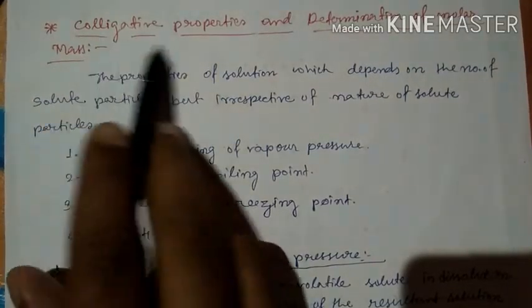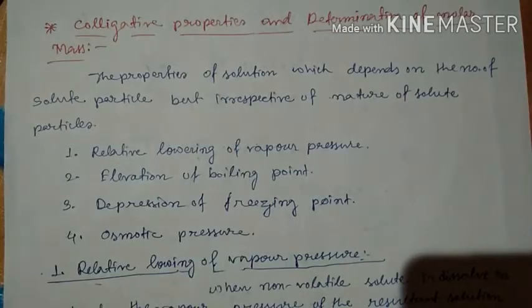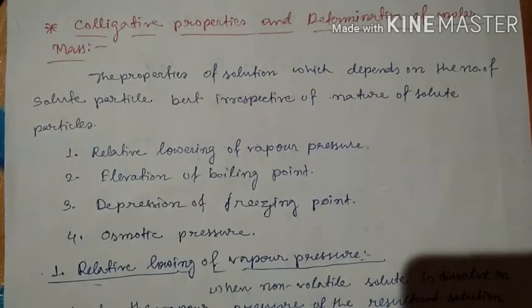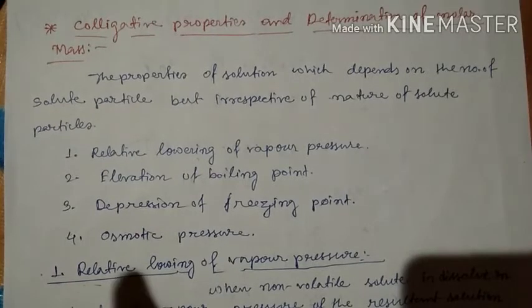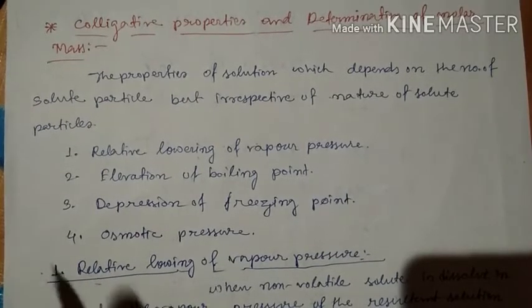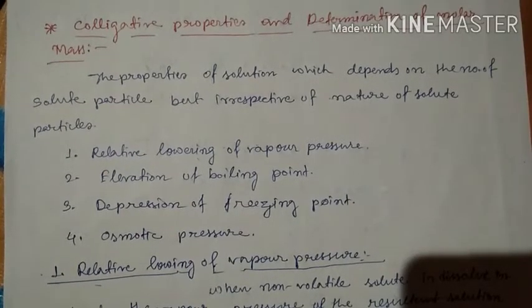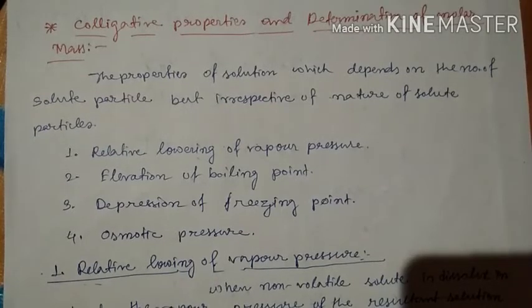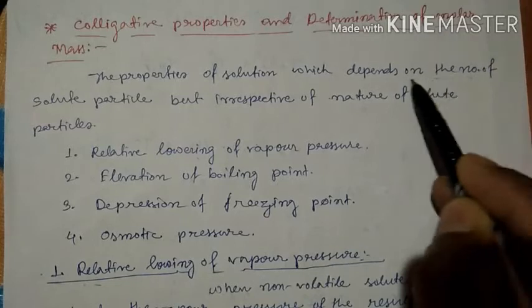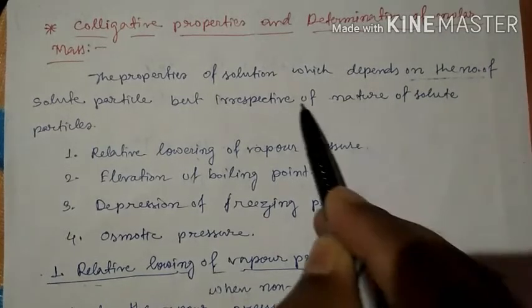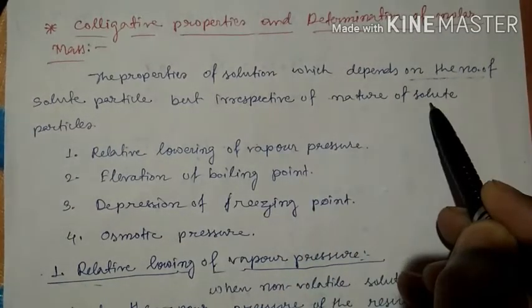Now what is a colligative property? A colligative property of a solution mainly deals with the number of solute particles, not the nature of the solute particles.